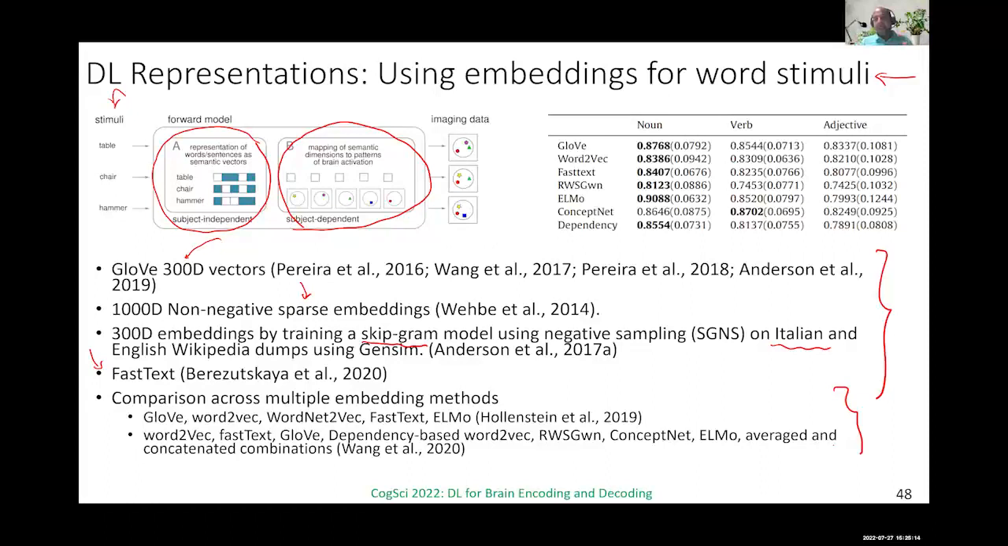People also try to compare them across different types of words, so nouns, verbs, and adjectives. They found that different kinds of embeddings could be really useful for capturing accuracy across nouns, verbs, or adjectives. Mostly everything works well for nouns, but across verbs and adjectives, one has to be choosy about which embedding works better.